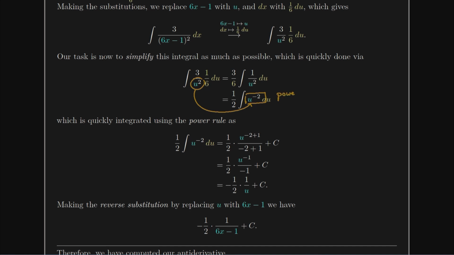This allows me to use the power rule on u to the negative 2. Using the power rule on u to the negative 2, I'm going to add 1 to the power, and I'm also going to divide by the new power, so the power has shifted from negative 2 to negative 1, and I've also divided by negative 1. If I simplify that, I remember that u to the negative 1 power is the same as 1 divided by u, and the negative 1 in the denominator is just going to give me a minus sign out front. So we're really looking at negative 1/2 times 1 over u, or in terms of my initial substitution where u was 6x minus 1, and we replace u with 6x minus 1, I have for my second antiderivative, negative 1/2 times 1 over 6x minus 1 plus c.